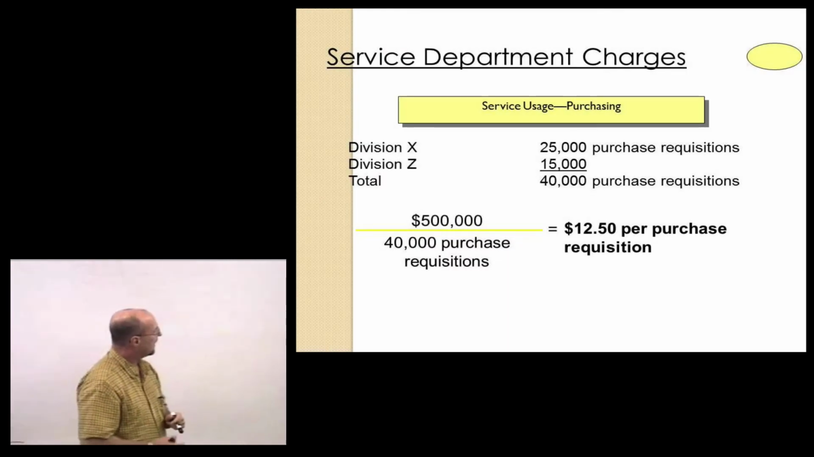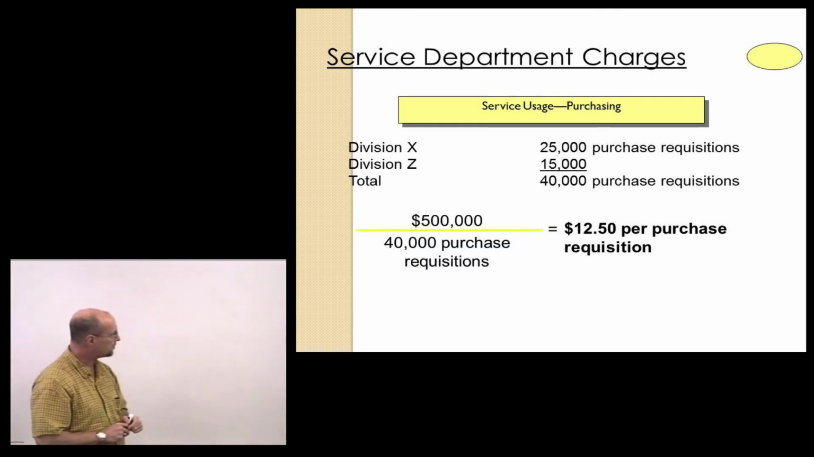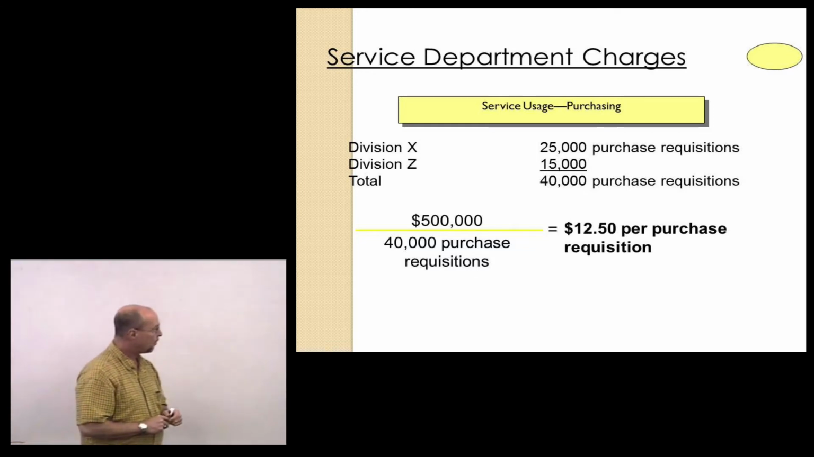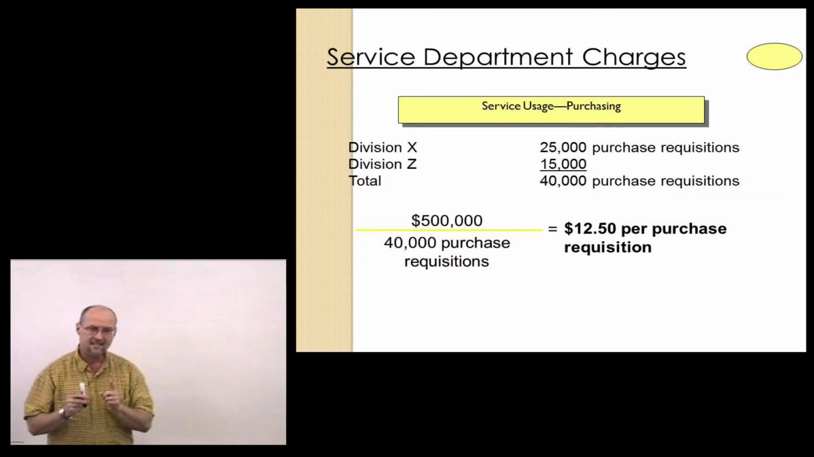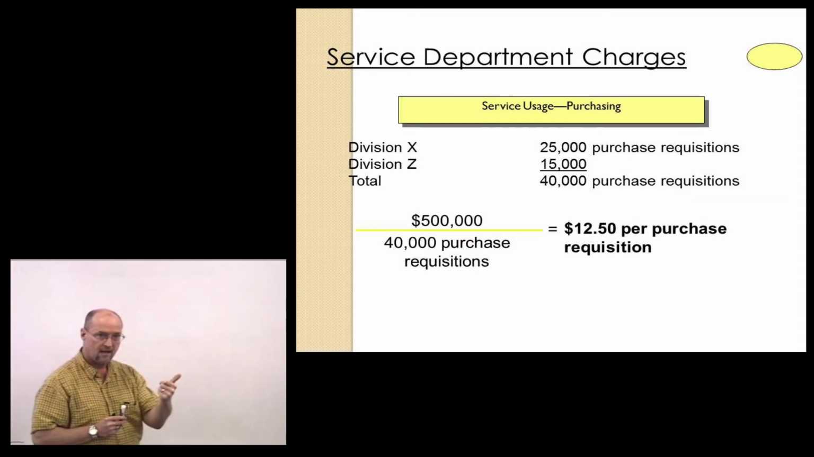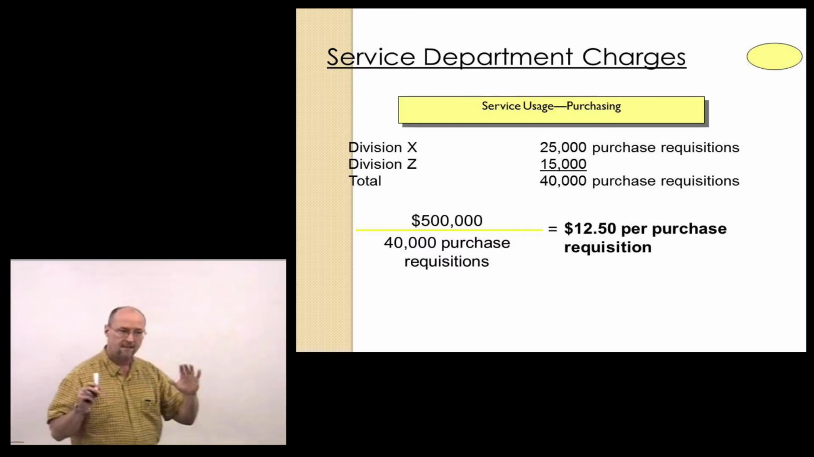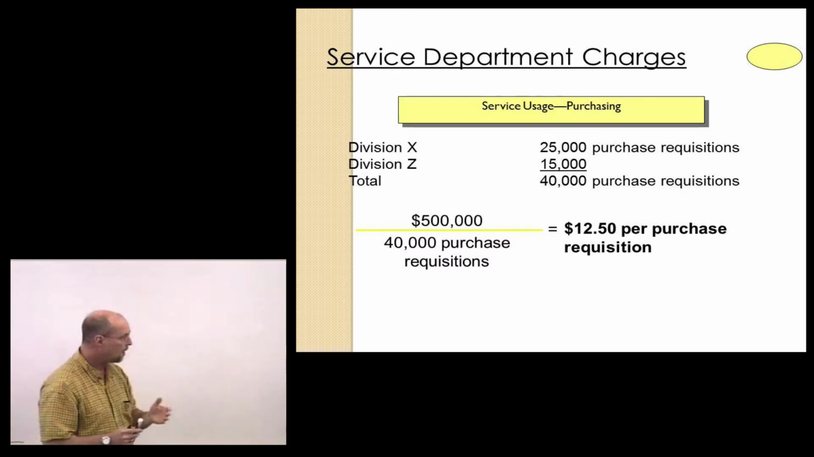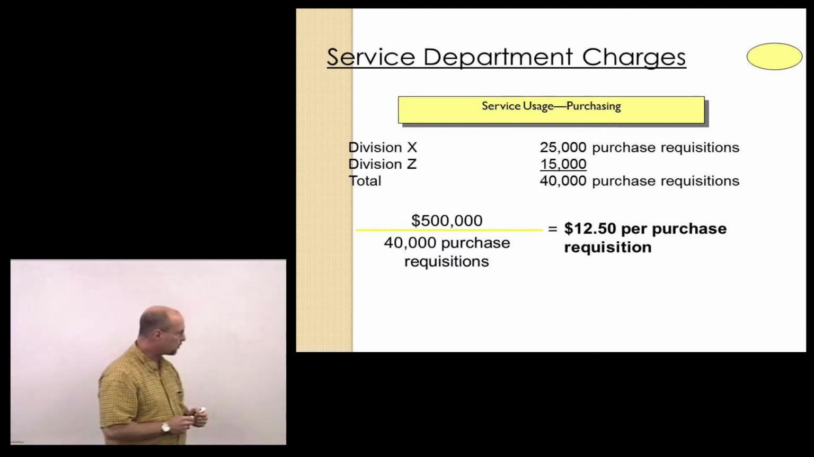Purchasing has a total of 40,000 purchase requisitions. 25,000 were for Division X, 15,000 were for Division Z. So if $500,000 was incurred by the purchasing department, and this is not for inventory or parts, this is the salaries of the purchasing department employees, the computers they have to use, the furniture they use, the utilities their department uses, the square footage they take up in the office building, all those related costs came to $500,000. They placed a total of 40,000 purchase requisitions.